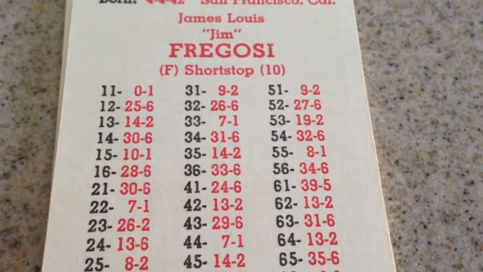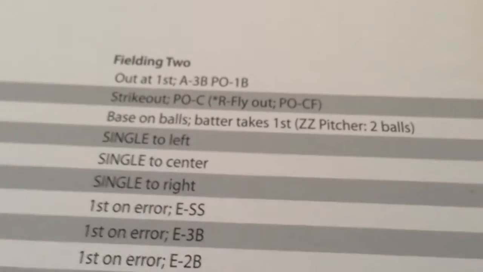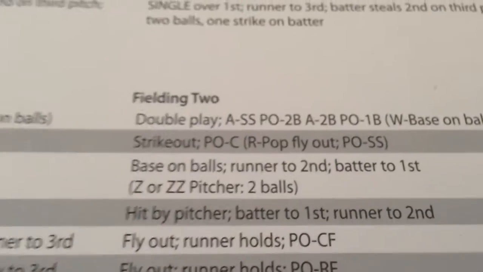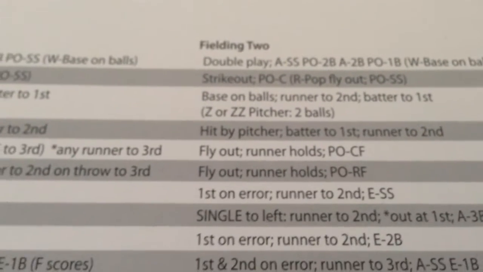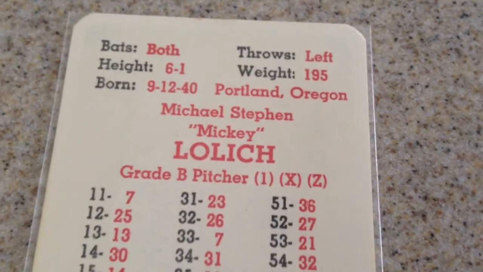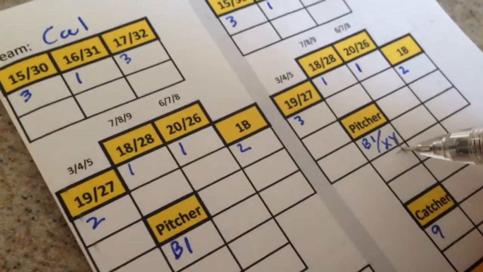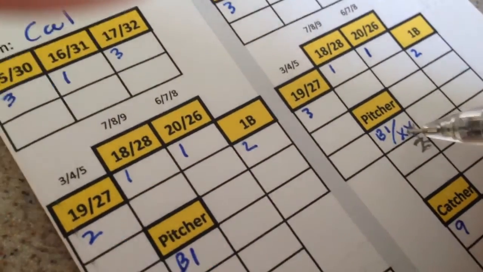35 is 14. He leads off with a base on balls. Remember, 14s are base on balls most of the time. Next up is Rick Reichardt, who has struck out twice so far this game. 45 is a 14. 14 is a base on balls, unless I have a Z pitcher, and I'm pretty sure that Lolich wasn't. Oh yes, XZ. I had XY, so he's XZ. Excuse me, let me correct that. Kind of hard to write one-handed and do everything.